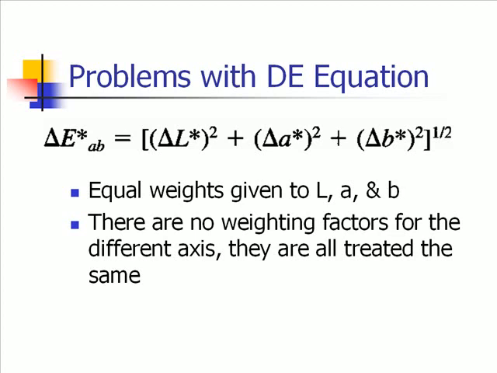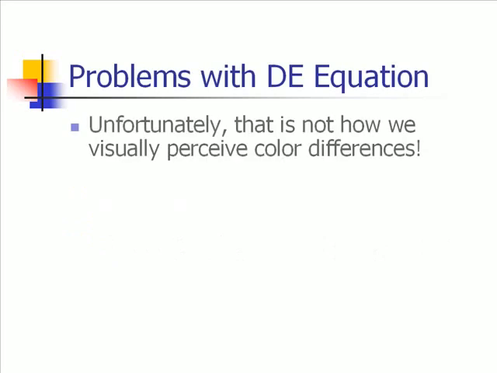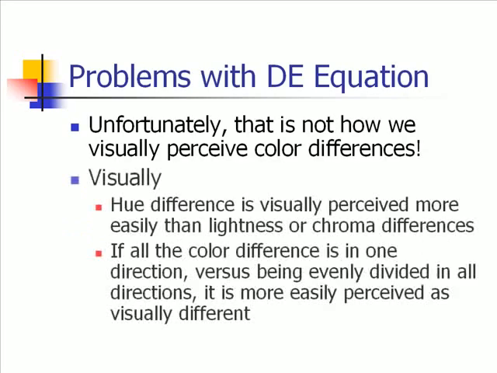Hue differences are visually perceived more easily than lightness or chroma differences. If all the color difference is in one direction versus being evenly divided in all directions, it's also easier for us to see the difference. If all the difference was in the A direction, for instance, with no difference in the B direction, that would look worse than if it were split 50-50 between A and B. All those kinds of perceptual differences that our eyes have cannot be accounted for in the equation.